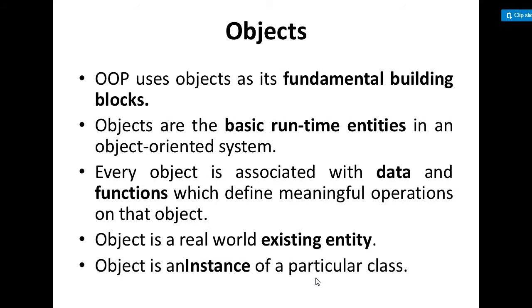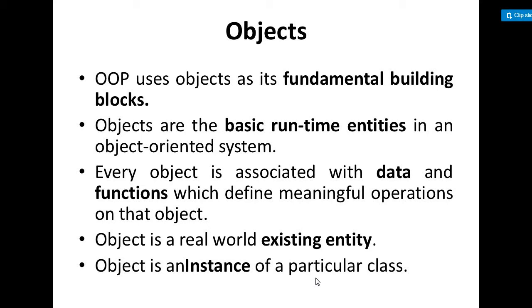So object, what is an object? Object-oriented programming uses objects as its fundamental building blocks. So without objects we cannot think of object-oriented programming. So objects are the basic runtime entities in an object-oriented system. Every object is associated with data and functions, that means attributes and behavior, which define meaningful operations on that object.